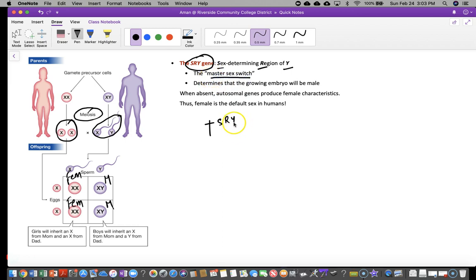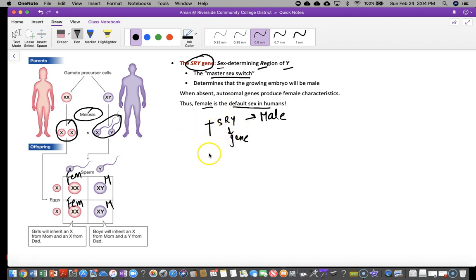So if the gene is present, then this is the one who is going to cause a male to become a male. This is the gene that is responsible for making a male a male. Okay, so a default sex in humans is actually female because there's no SRY gene in them.